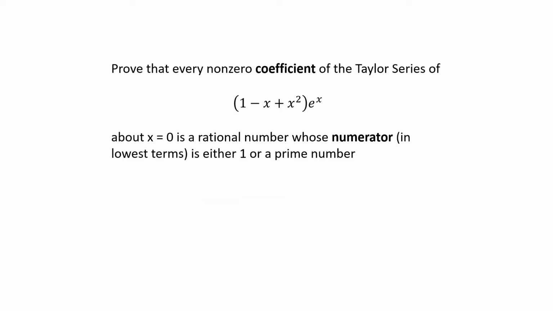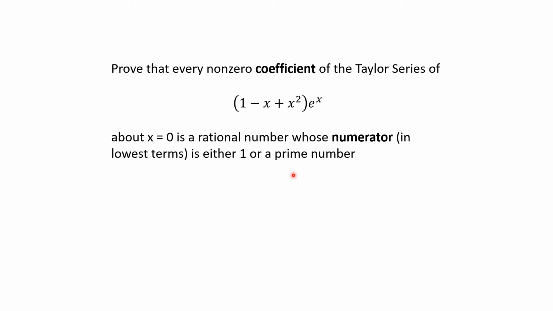So now that we have a rough understanding of what a Taylor series is, I want you to take a new look at this problem. This problem says prove that every non-zero coefficient of the Taylor series of this function, 1 minus x plus x squared times e to the x, about x equals 0 is a rational number whose numerator in lowest terms is either 1 or a prime number.